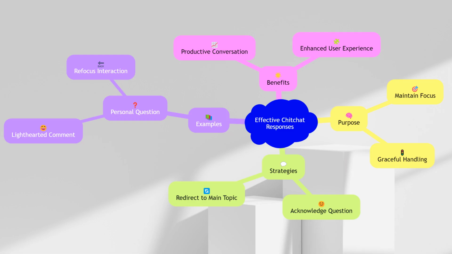Off-topic questions are a common occurrence in any conversational system. Effective chit-chat responses can help in gracefully handling these questions without disrupting the flow of the conversation. This involves creating responses that acknowledge the off-topic nature of the question while steering the conversation back to the main topic. For example, if a user asks a personal question to a virtual assistant, the response could be a lighthearted comment that redirects the user back to the intended interaction. This ensures that the conversation remains focused and productive.